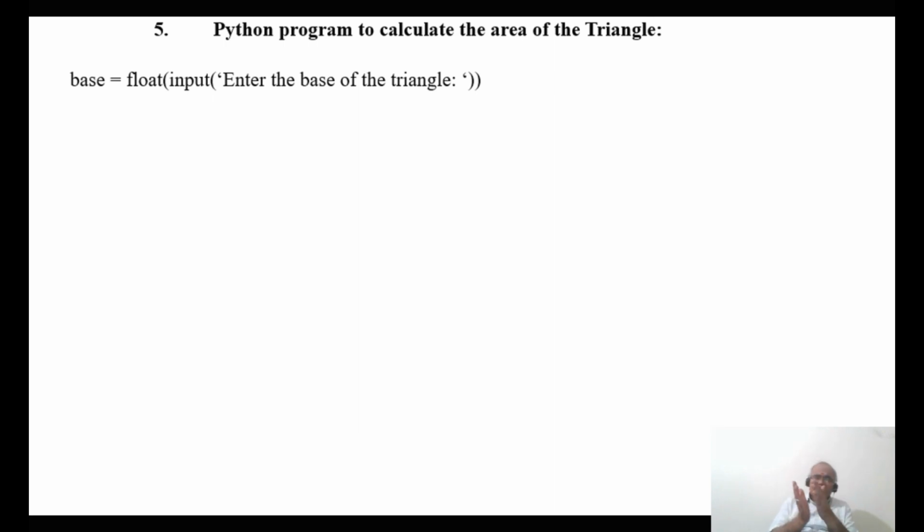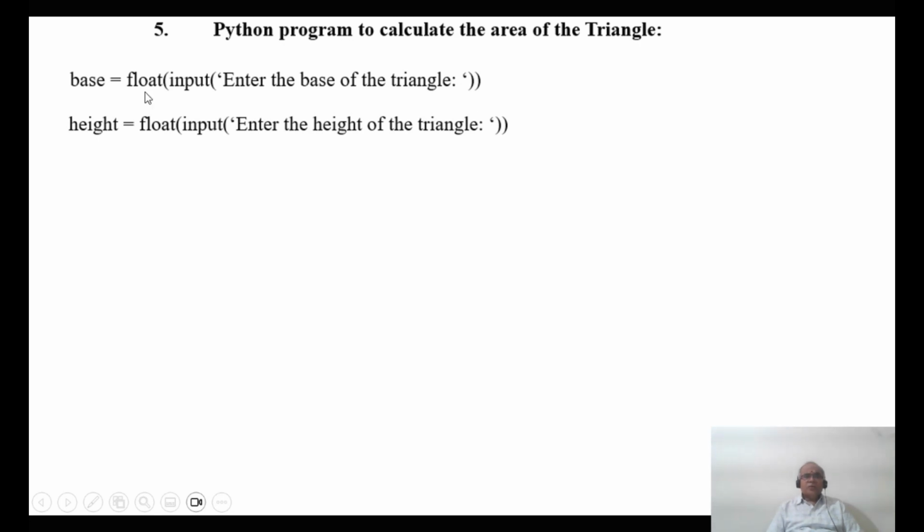So what is the result you are going to get? The result will be in the form of a decimal point. So I will declare a variable base, which will be a float function. I will take float, input, enter the base of the triangle. So I am going to consider height, float, input, enter the height of the triangle.